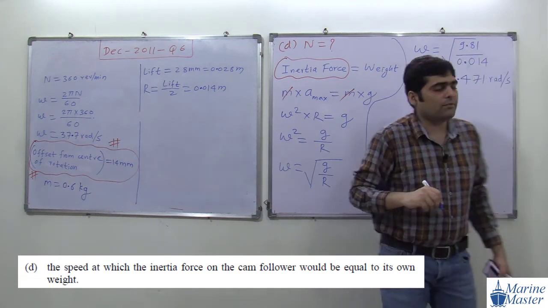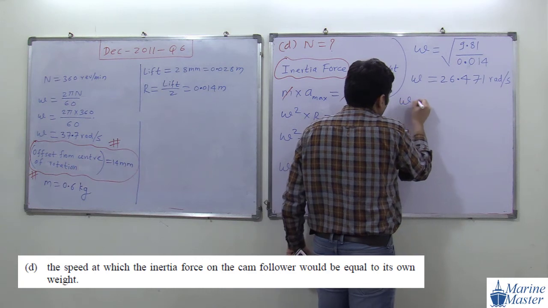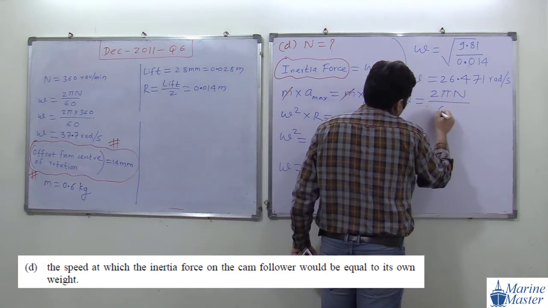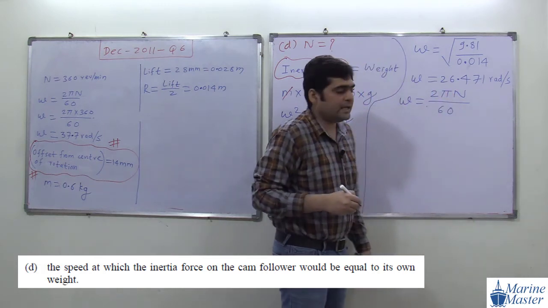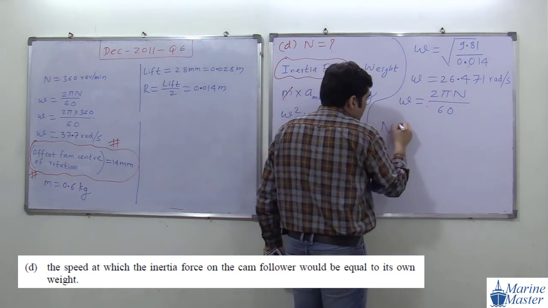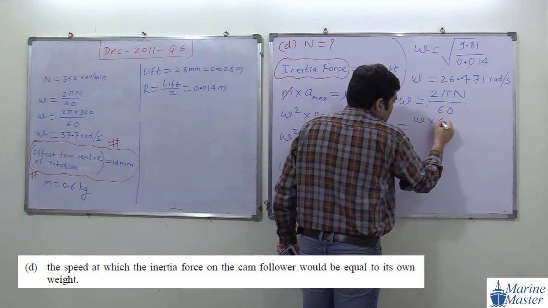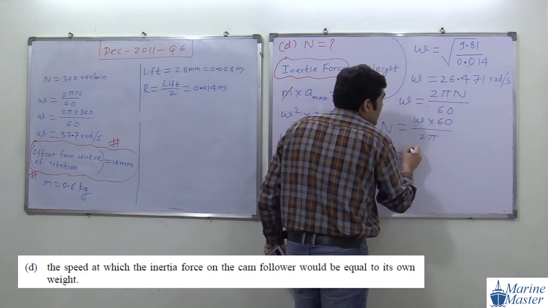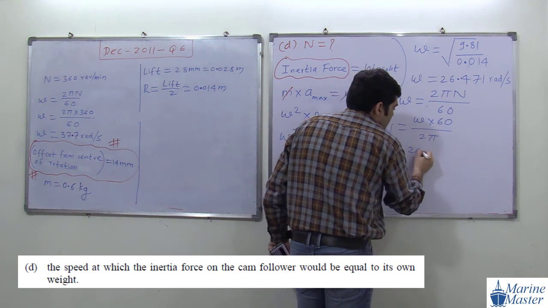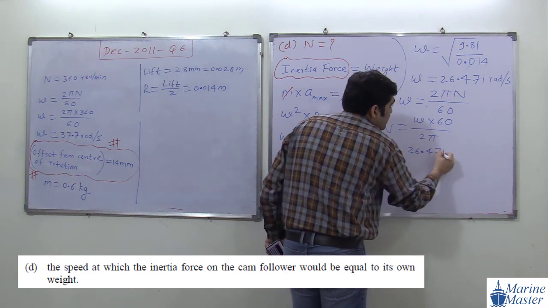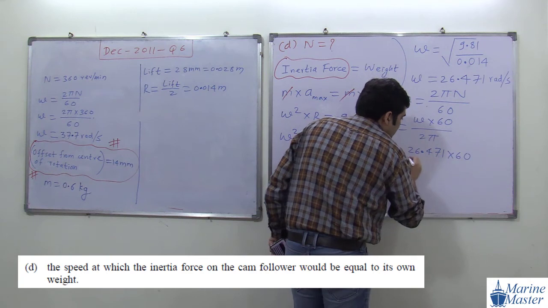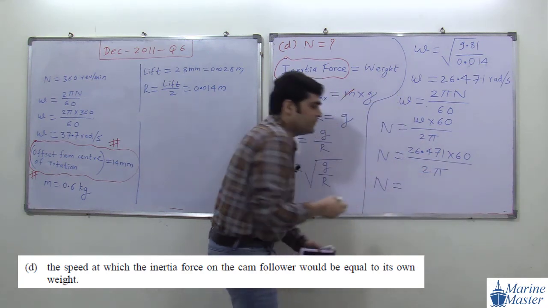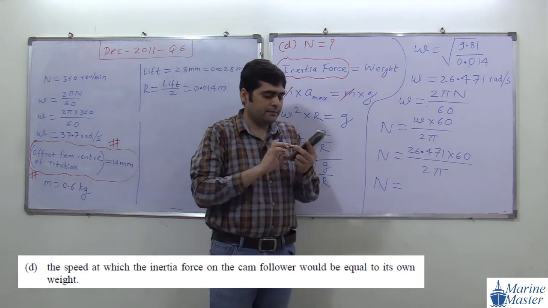So omega is equal to 2 pi n by 60. So n will become omega into 60 divided by 2 pi. Try to see the scenario here. So 26.471 into 60 divided by 2 pi. Everyone please do the calculation with me. And in this way we will get the value of n.